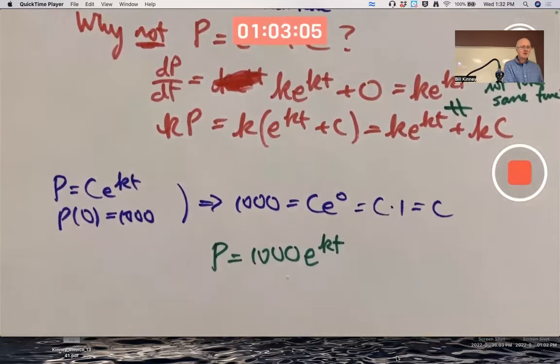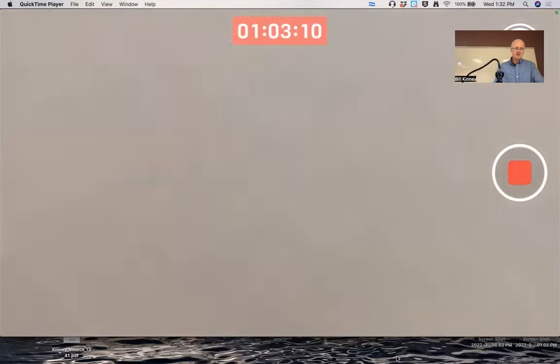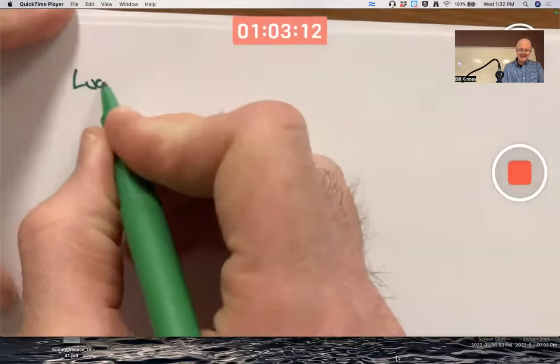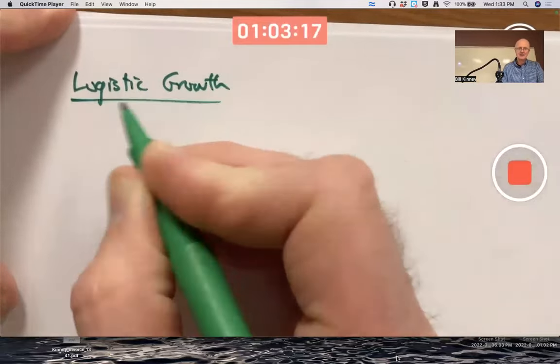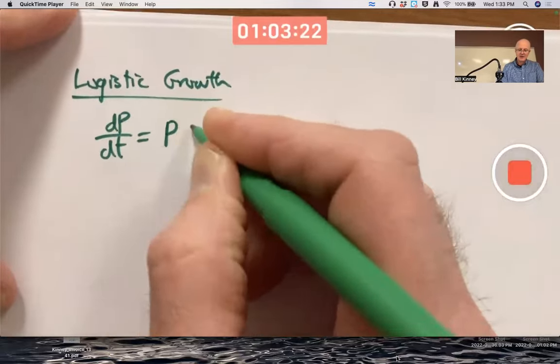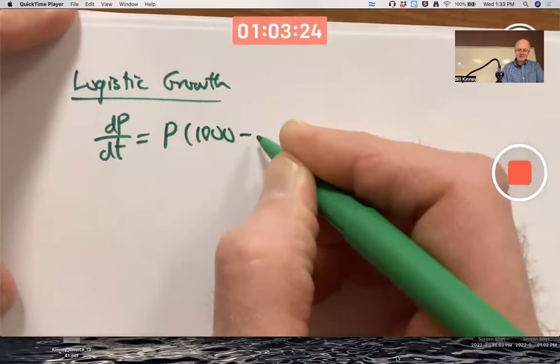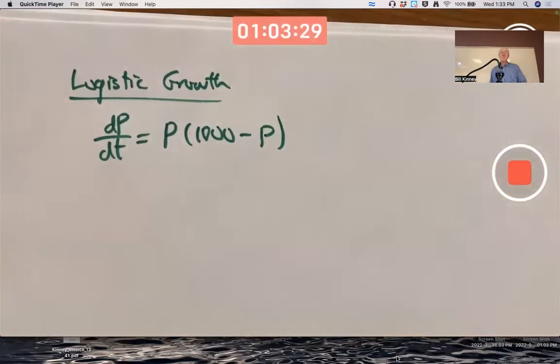Let's end class by doing a harder example. Logistic growth. If I'm going to be consistent with the example from the first section, I'm going to pick the following differential equation, which is not the most ideal one to pick, it turns out, but I'll pick it anyway. dp dt is p times 1,000 minus p. What is this differential equation saying to us?